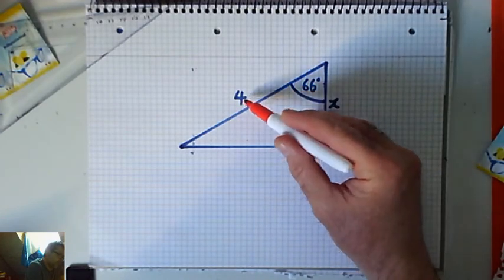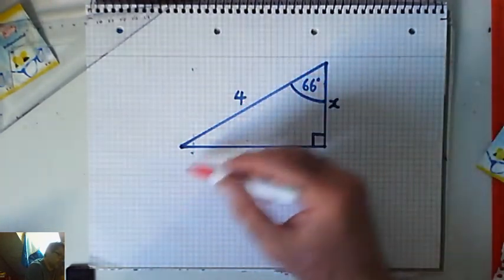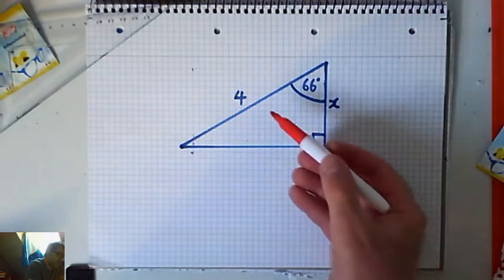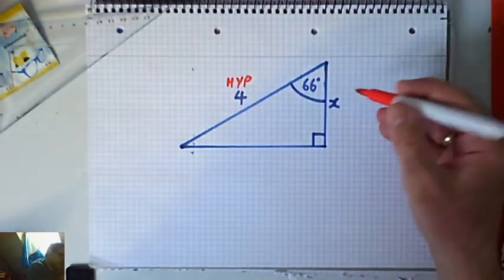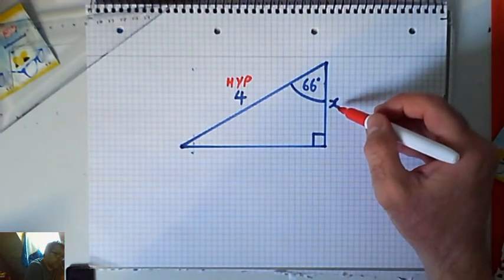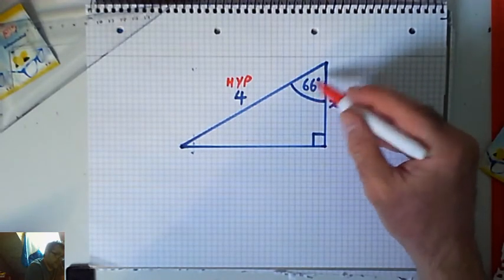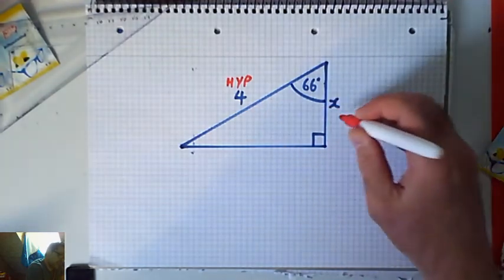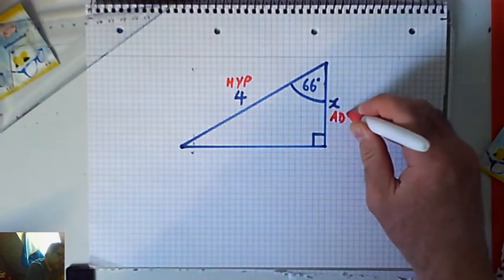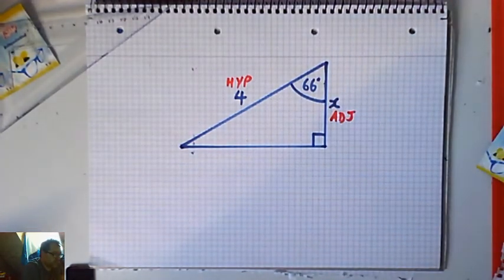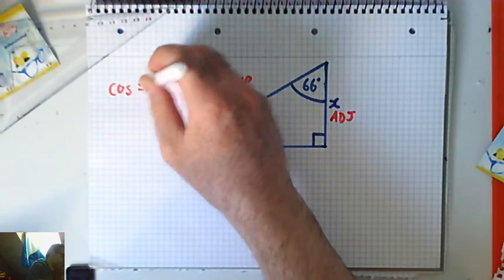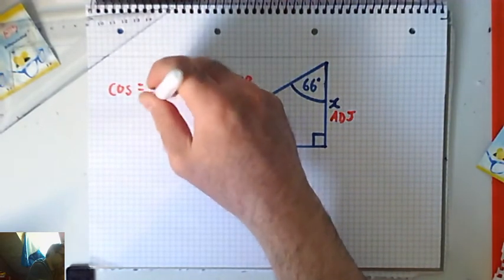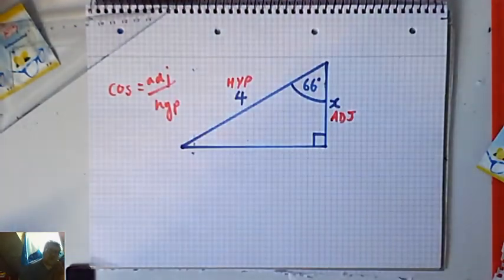The 4 here is the longest side in the triangle. We know it's the longest because it's opposite the 90-degree angle, so that's the hypotenuse, which means that the x is next to the 66, but it's not the hypotenuse, so that makes it the adjacent. So we need to remember which trig ratio involves the adjacent and hypotenuse, and that is cos. Cos equals adjacent over hypotenuse.